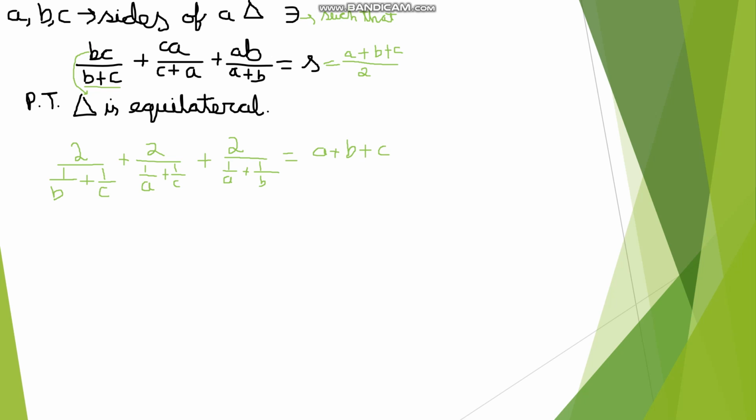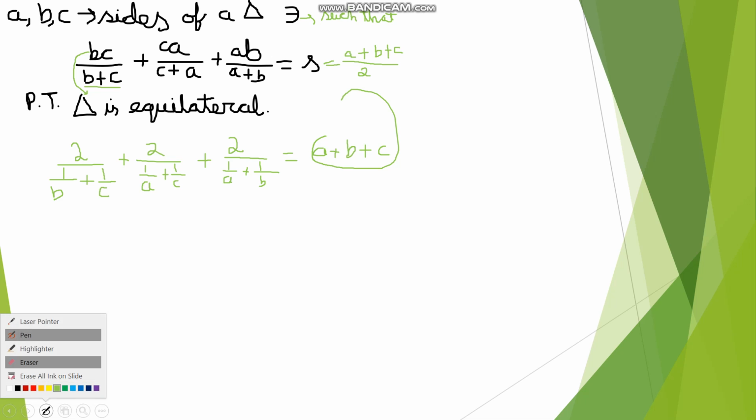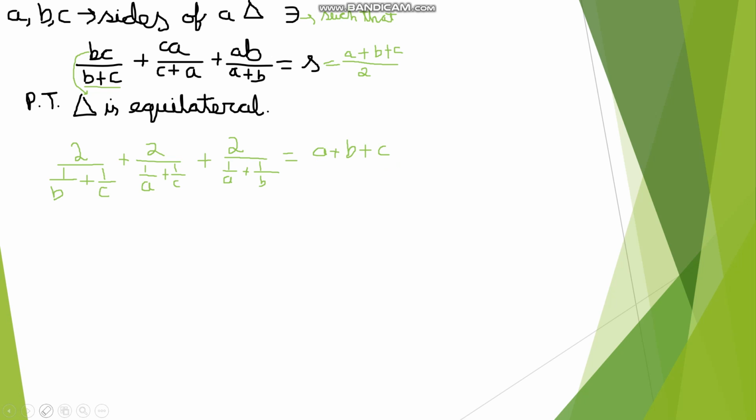A, B, C are the sides of the triangle, which simply means they are all positive. This is just a basic condition for the AM-GM inequality to hold. Now this thing can be written again as 2a plus 2b plus 2c by 2. This is the trick of this question. After this, there is a very simple step.